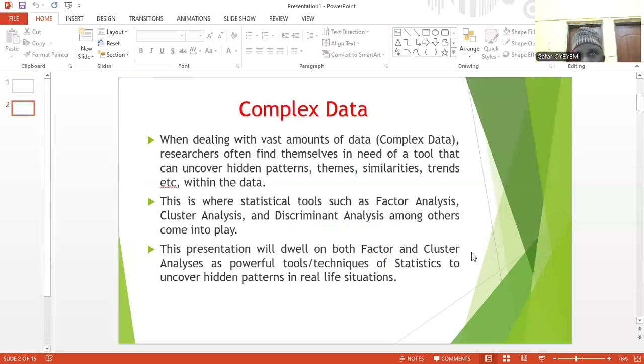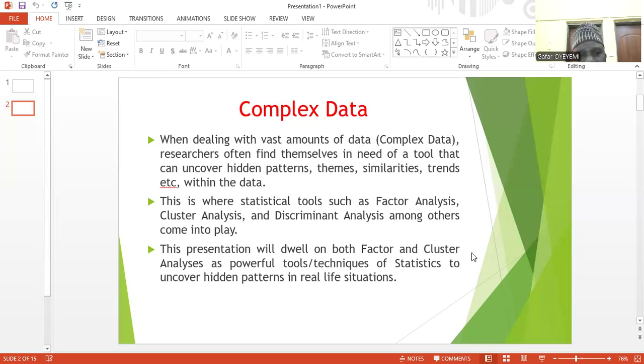When we talk of complex data, we are referring to big data. We're talking about when we have so many variables, in hundreds, even in thousands, and the number of observations as many as possible. In fact, in most cases, the number of variables is more than the number of observations. When we talk of microarray data, we have so many variables that we are dealing with.